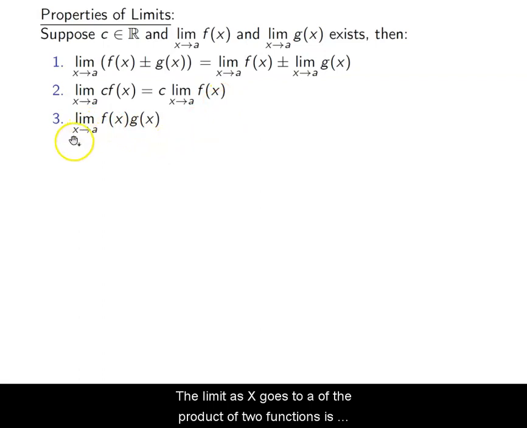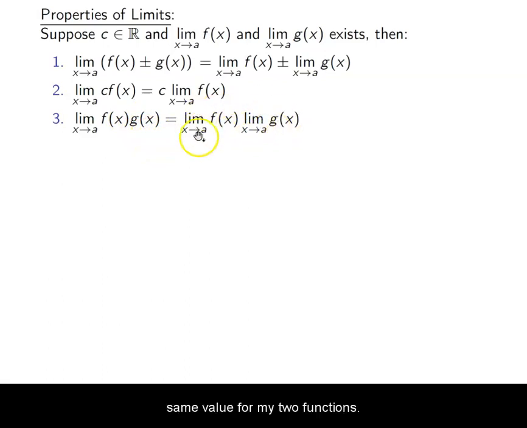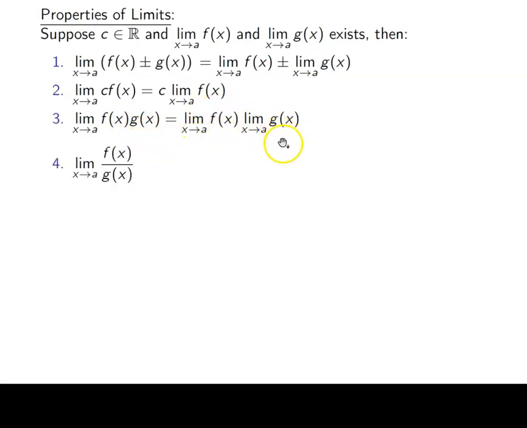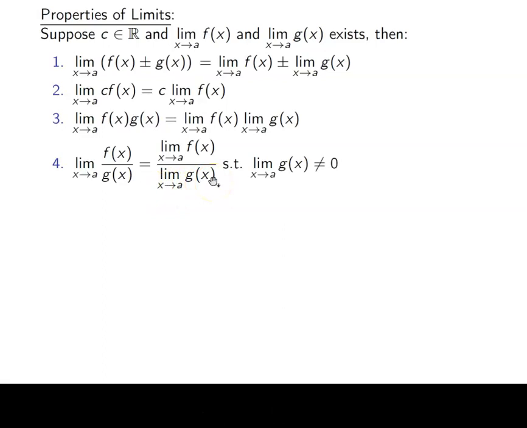The limit as x goes to a of the product of two functions is the same as the product of two separate limits to that same value for my two functions. The limit as x goes to a of the ratio of two functions is the same as me taking the limit of one function over the limit to the same value of the other function. The only condition is that that denominator function can't be 0, right? We're still not allowed to have 0 on the bottom.